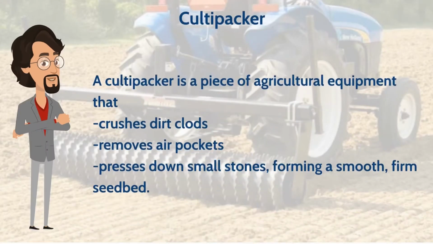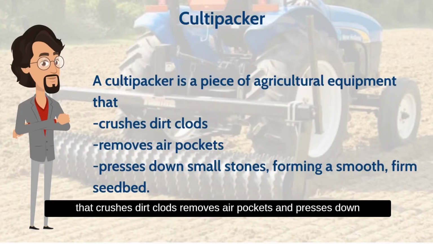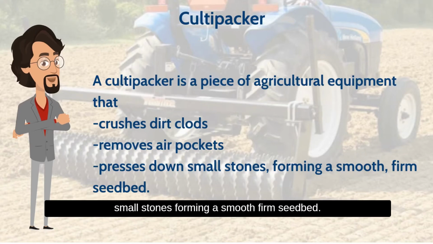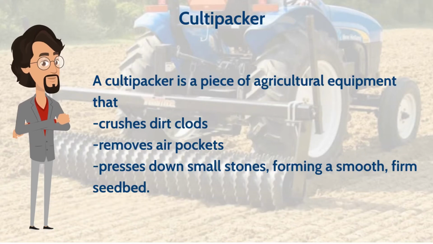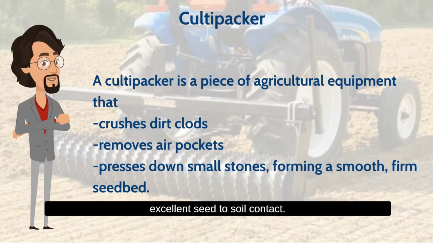A cultipacker is a piece of agricultural equipment that crushes dirt clods, removes air pockets, and presses down small stones, forming a smooth, firm seedbed. Where seed has been broadcast, the roller gently firms the soil around the seeds, ensuring shallow seed placement and excellent seed-to-soil contact.